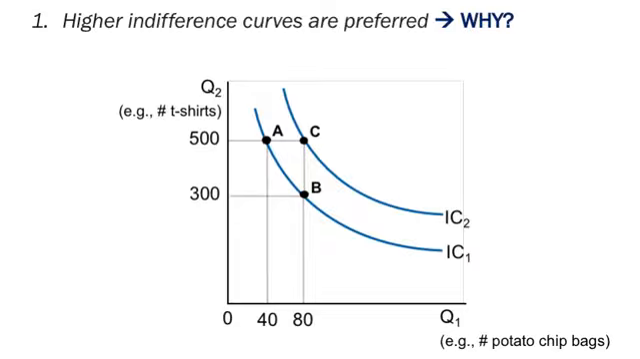Okay, so what this means is that coordinate C must reside on a higher indifference curve. And for reasons that we've just discussed, people prefer C to A and B, and so this higher indifference curve has to correspond to a higher fixed level of happiness or utility.